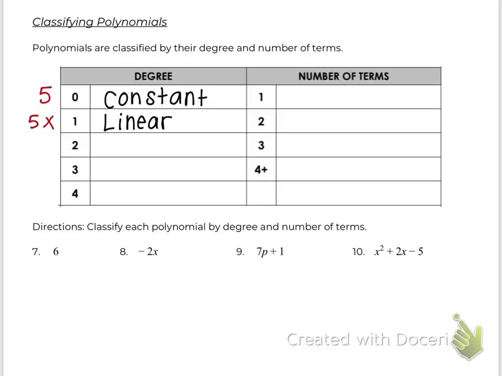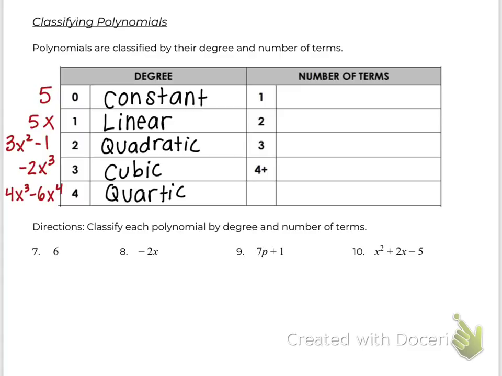If we put a 1 right here, that 1 is there, but we don't need to write it, right? So that's called linear, when it's just a degree of 1. Quadratic is when there's a degree of 2. So if we look at our highest degree in this, it's a 2, so that's called a quadratic. Cubic is when the highest degree is 3, and quartic is when the highest degree is 4.